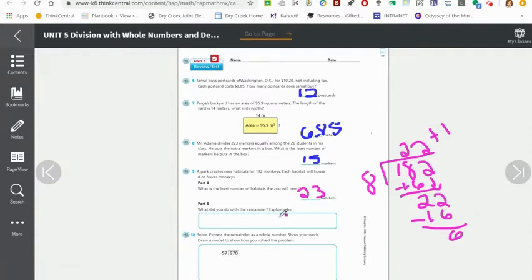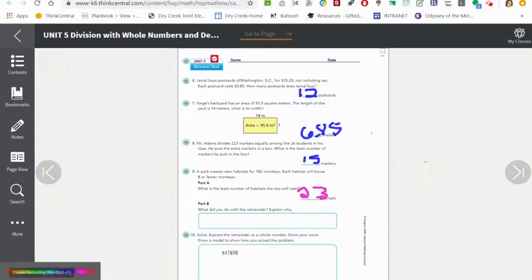Then it says, what did I do with the remainder, and explain. Again, I'm not going to write it. I'm just going to tell you, I add another cage because you can't leave the 6 monkeys left out.